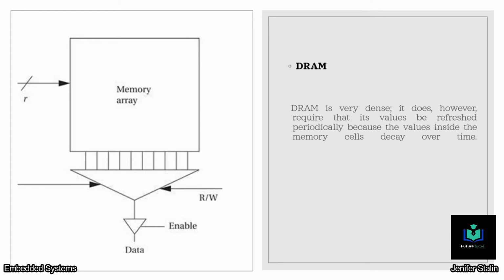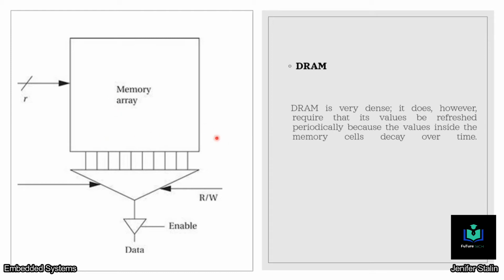So under the memory device DRAM, this is Dynamic Random Access Memory, where the values should be refreshed periodically, because the values inside the memory cells decay over time. This is the memory organization for DRAM.